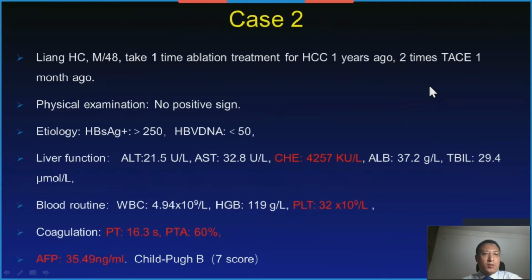This is case 2. A male patient, 48 years old, had one ablation treatment for HCC 1 year ago and two TACE treatments 1 month ago. The CHE is decreased. This patient's PLT decreased seriously, PT was prolonged, PTA decreased, and AFP was a little high.